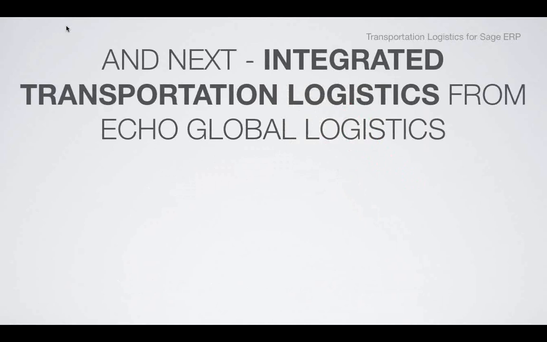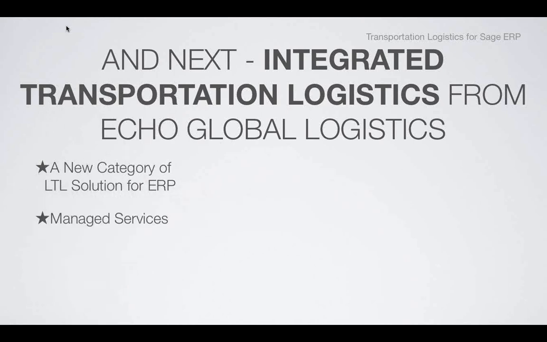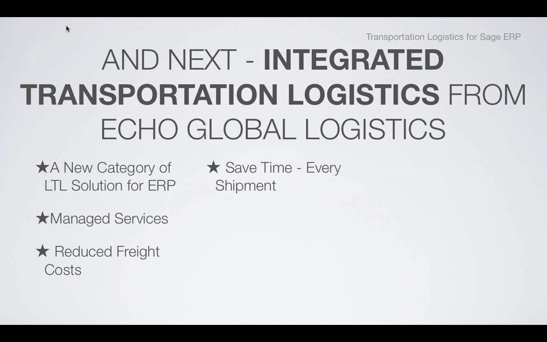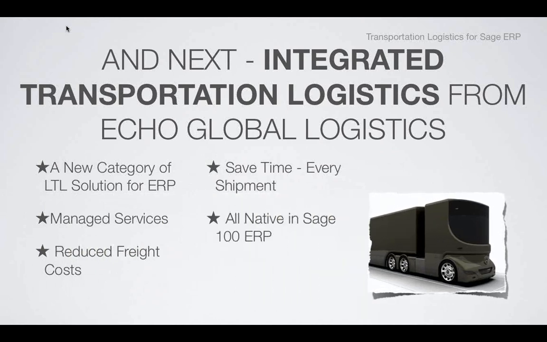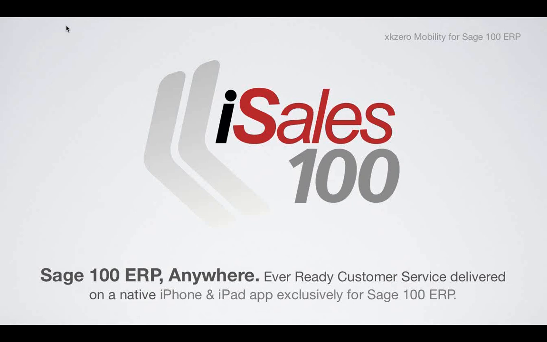The newest product that we have, we have not even done a press release about this, but we have entered into an agreement with a company called Echo Global Logistics. Echo is a third-party transportation logistics company, a freight broker, if you will, that provides very unique types of things. In fact, we're positioning this as a new category for companies who ship LTL or truckload type solutions in the ERP space, where right from within your Sage 100 system, you're going to have a solution that will allow you to shop for the cheapest negotiated rates with managed services, saving time for users on every shipment, and all natively integrated right within your Sage 100 ERP application. We're actually writing that application for all of the Sage ERP products.